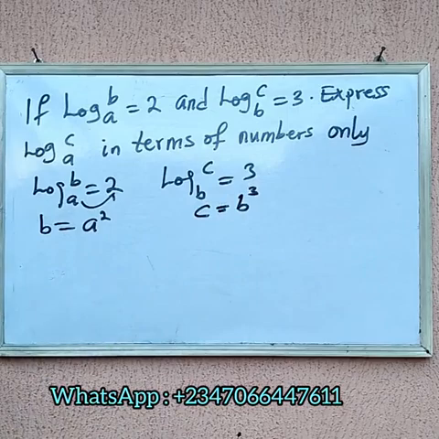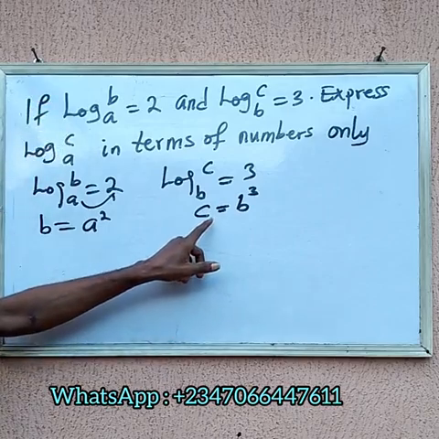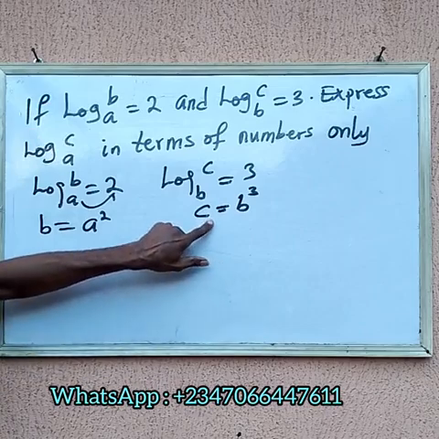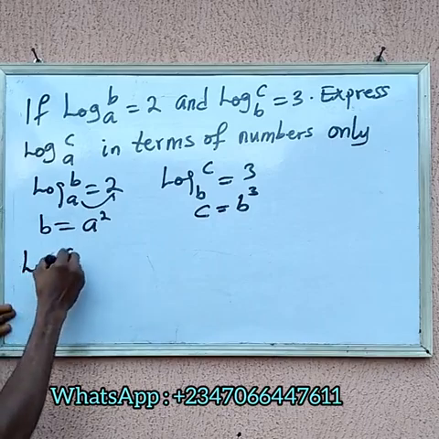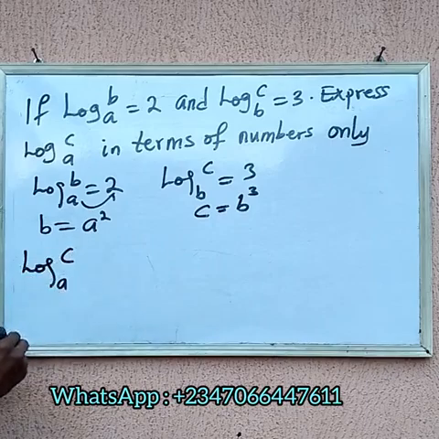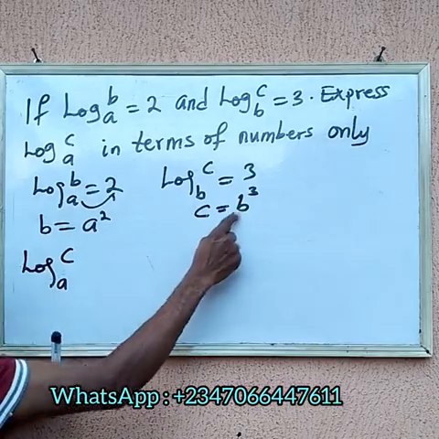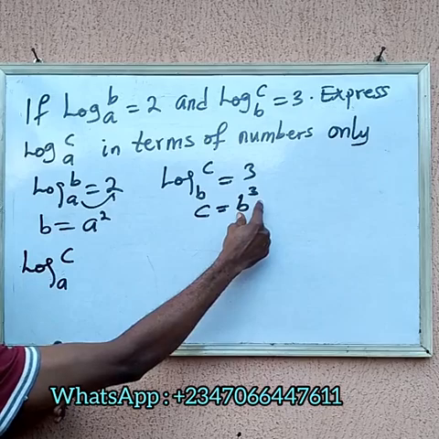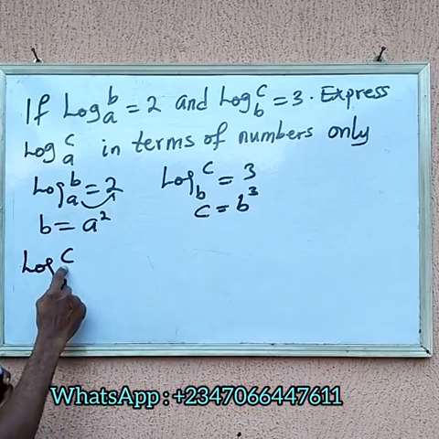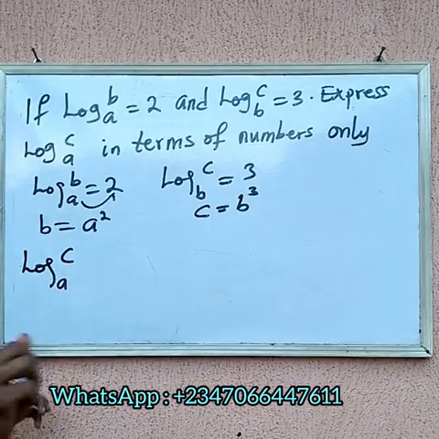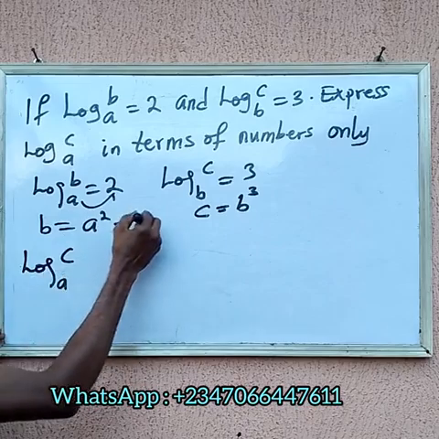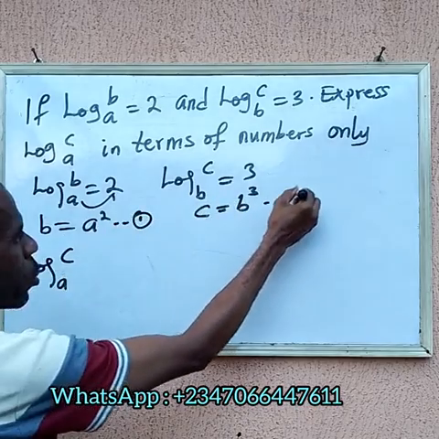Now the question we are asked is log c to base a. If we decide to substitute c into this log, we have log c to base a, and the value of c here is b raised to power 3. But there is no direct relationship between c and a. So the only way for us to do that is to come here. This one is equation 1, and here is equation 2.